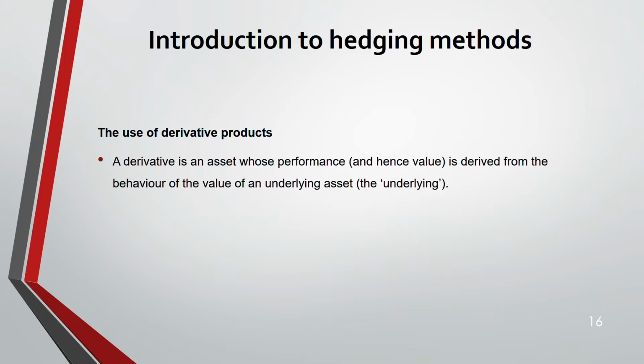The performance of a derivative is dependent on the performance of an underlying asset. There's a relationship. Derivative is something, and that something's value is derived based on the value of an underlying asset. That is the meaning of derivative.